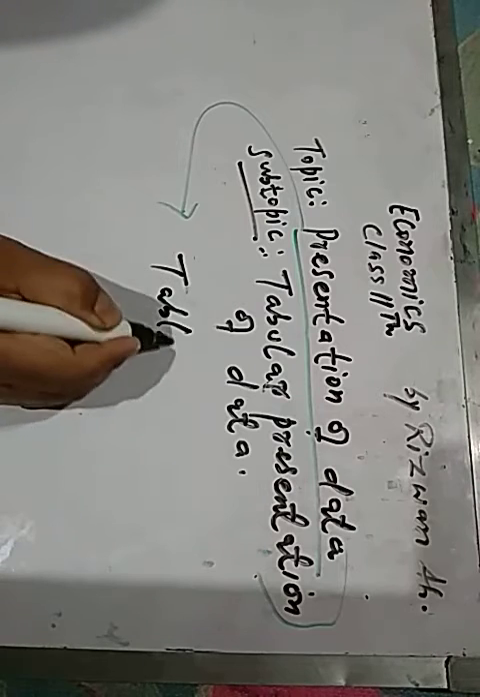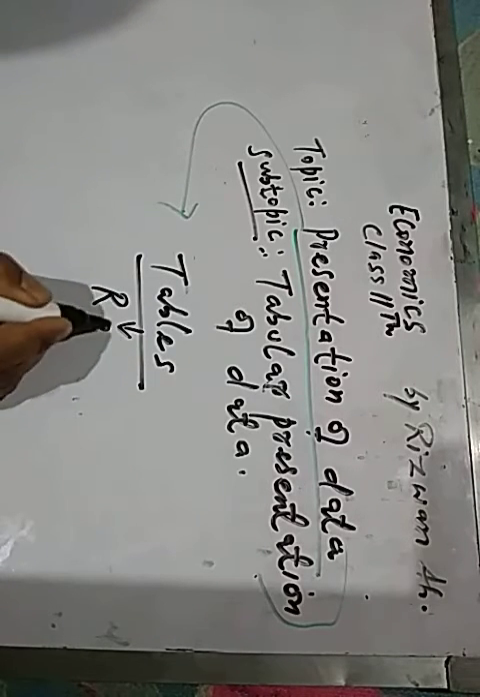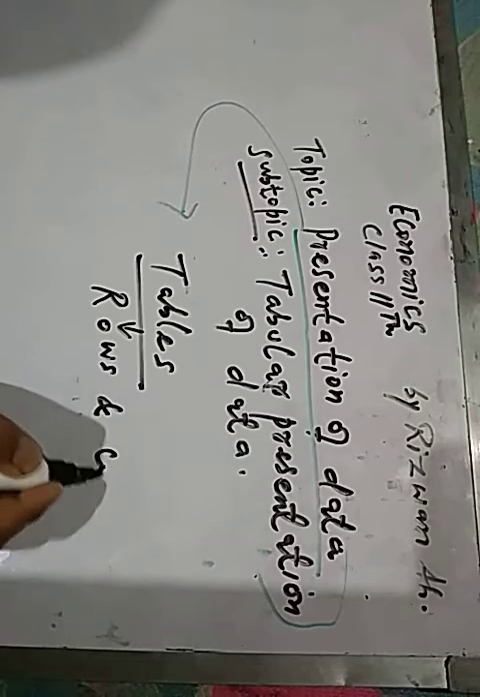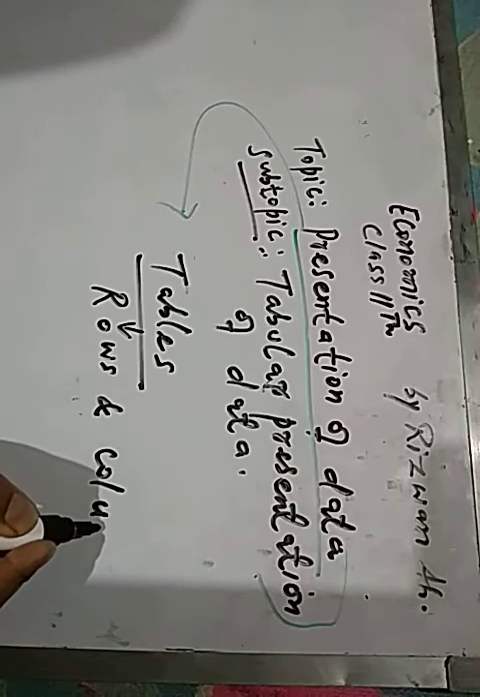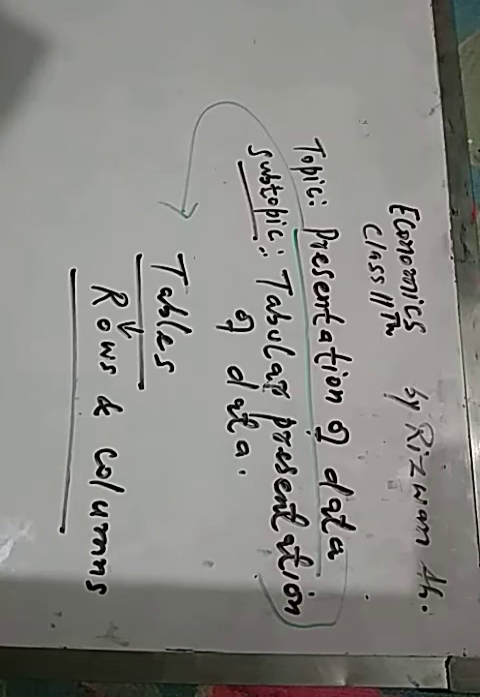And this data can be shown in various forms such as diagrams, graphs, or in the form of tables. Let us explain tabular presentation of data. What is tabular presentation of data? It means showing of data in the form of tables. What is a table? A table consists of rows and columns, and in rows and columns we show different types of data.